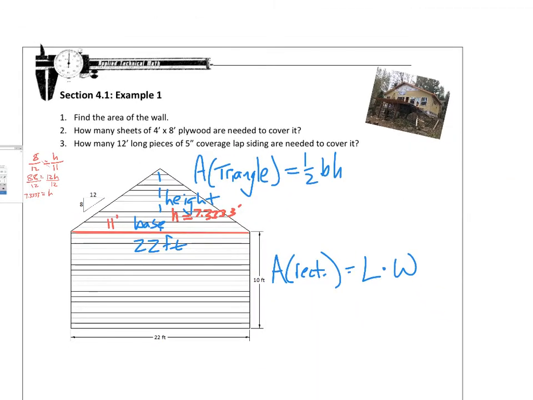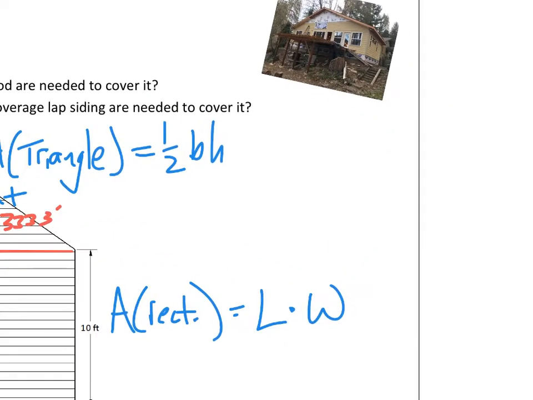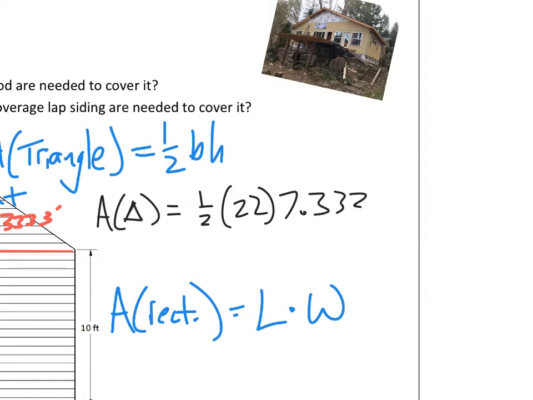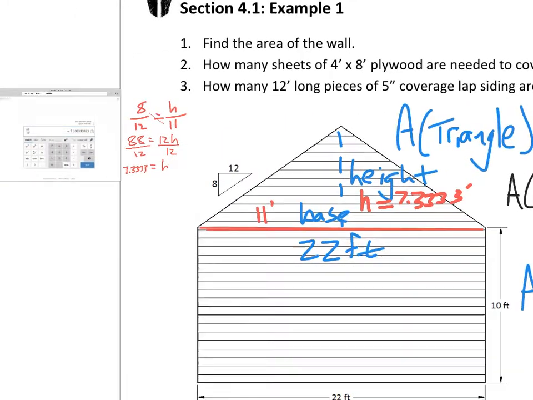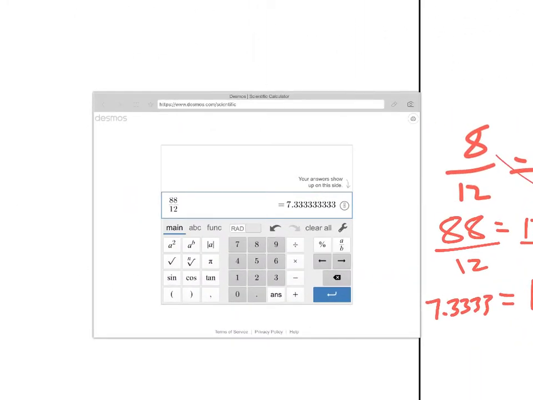Now, we can do this two ways, all right? I'm going to do it kind of the long way, or the two-step way. Let's call it that, and then I'm going to show you kind of the preferred one-step way that we want to move into. All right? So the area of the triangle is going to be 1/2 times 22 times the height, which was 7.3333. Okay? And so we go back over here to our calculator, and we can compute that.